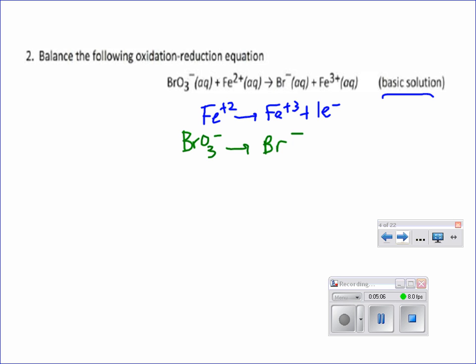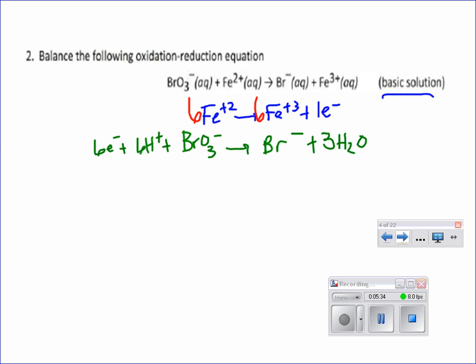Balance everything but H's and O's. Done. Balance O's using water. How many what side? 3 on the right. Balance H using H pluses. How many what side? 6 on the left. Then we're going to balance charge. I have an overall of a +5 on the left and a -1 on the right. So 6 minus here. Okay. Now in order to add these up, I need a common factor of 6.